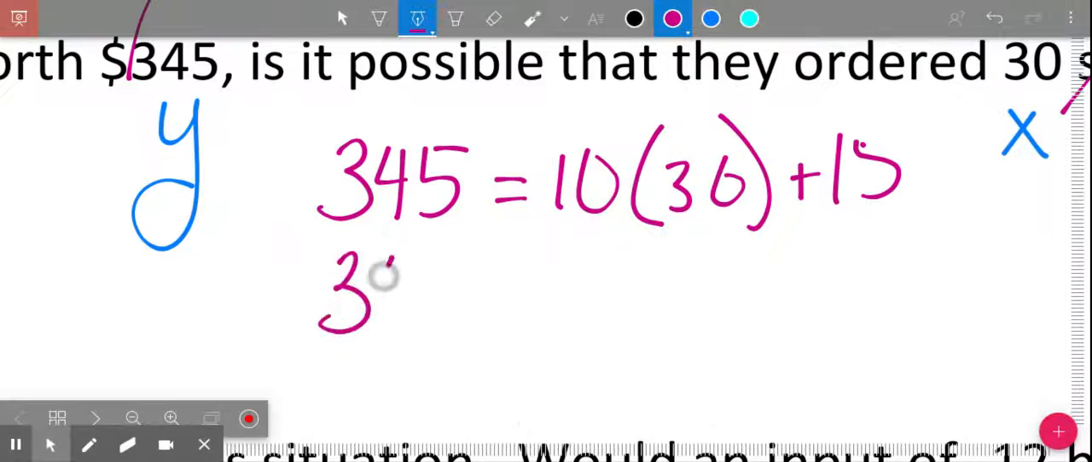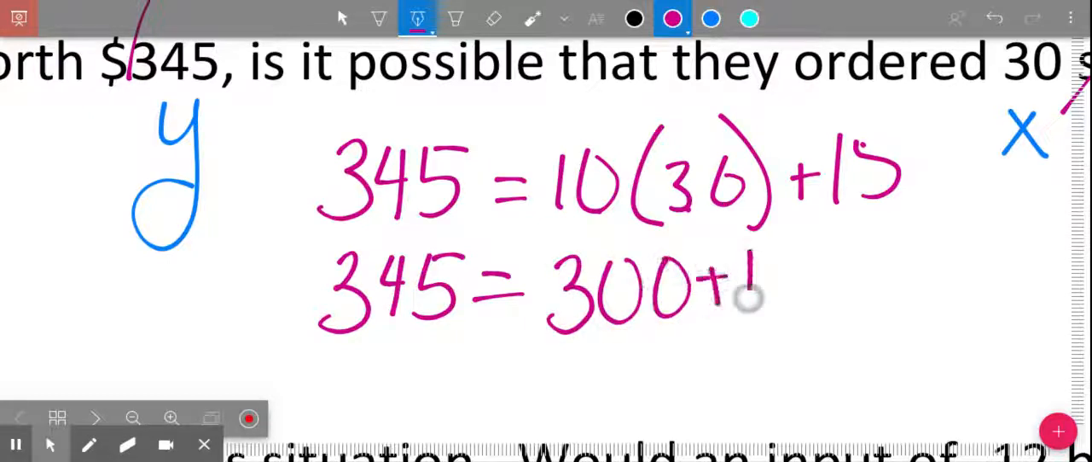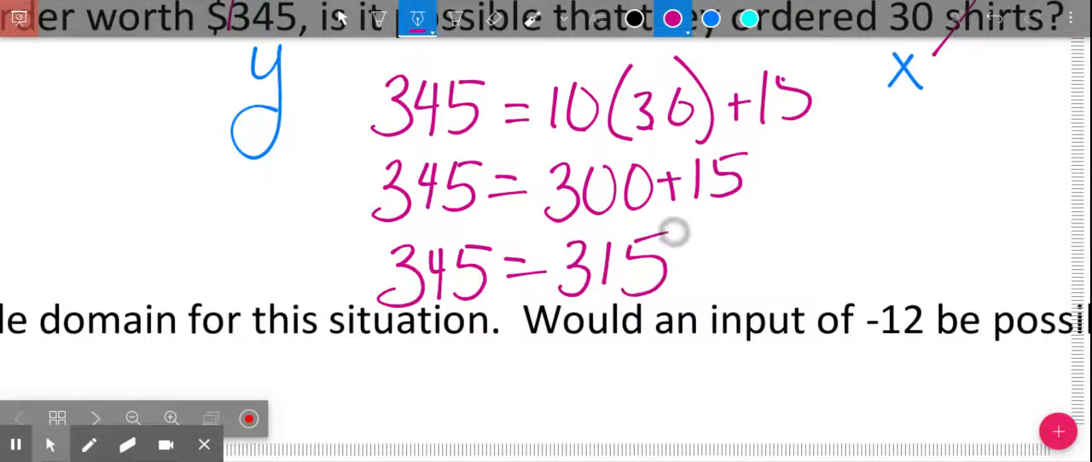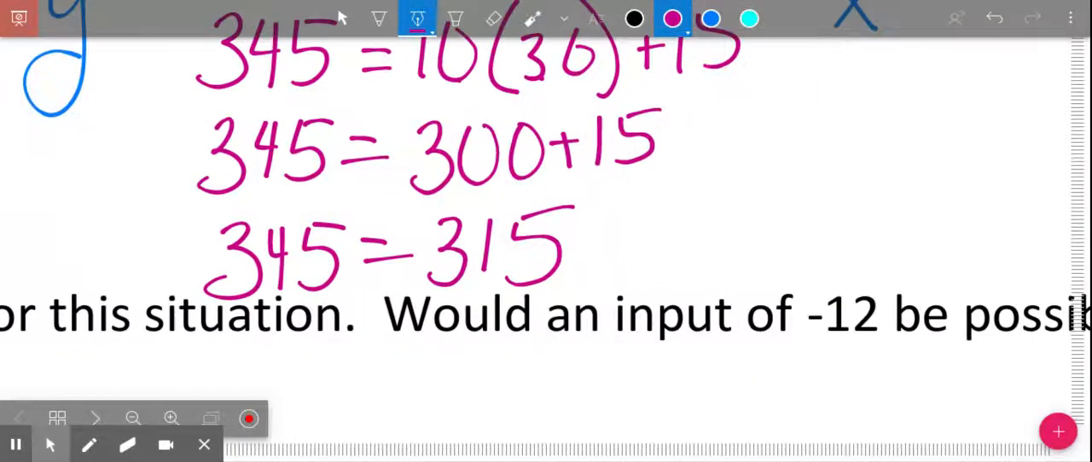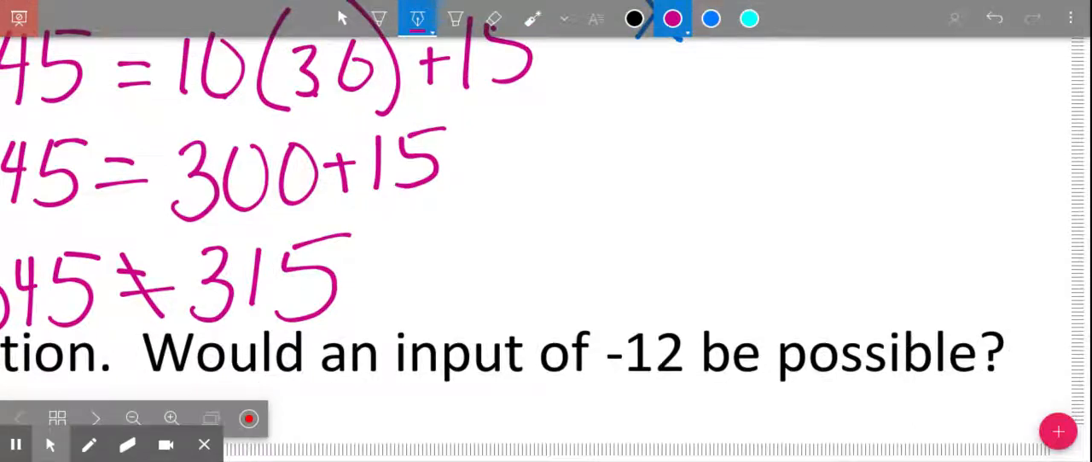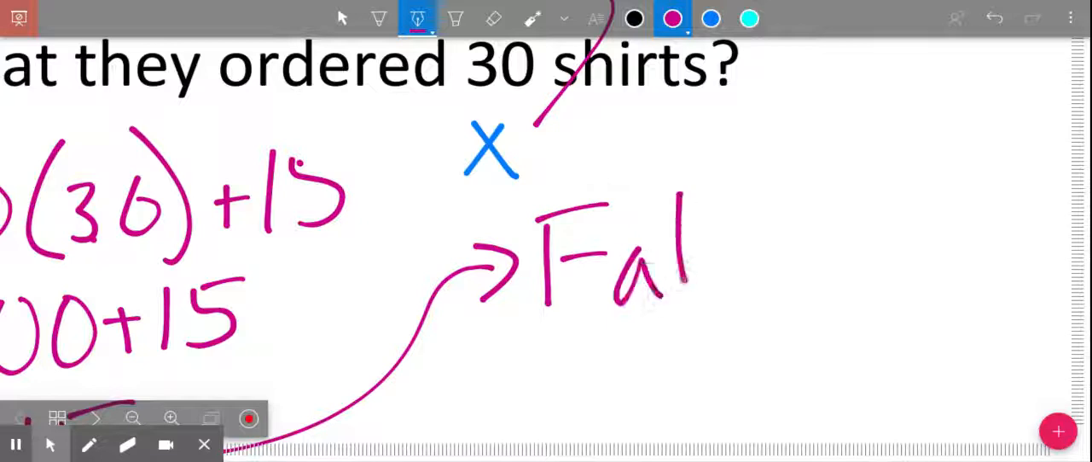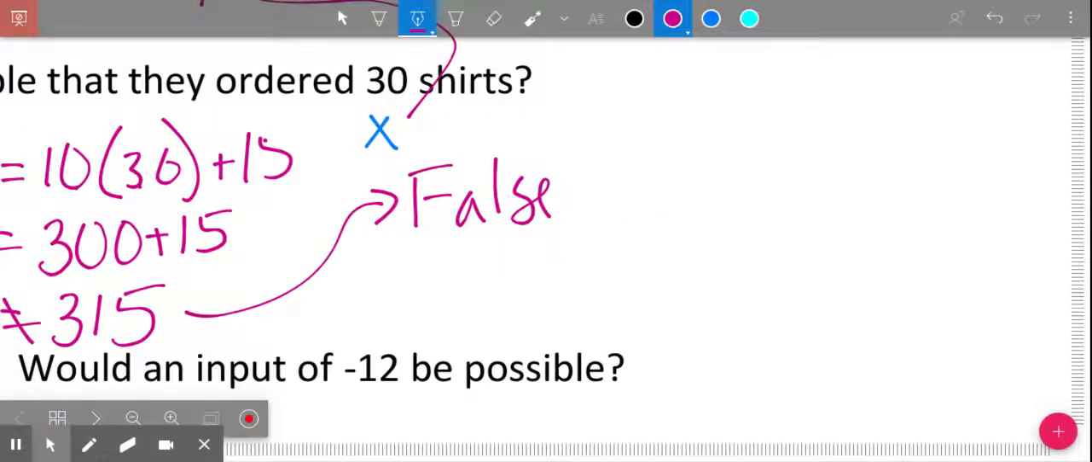So I'll have 345 is equal to 10 times 30 gives me 300 plus 15. And we'll have 345 is equal to 300 plus 15 gives me 315. Well, 345 does not equal 315, so those are not true. Okay, so this is false. So this is not possible.